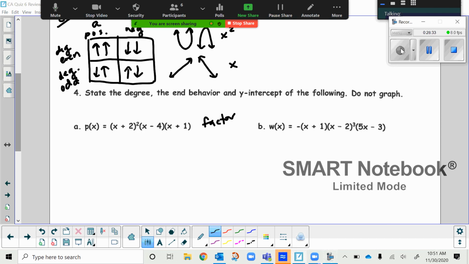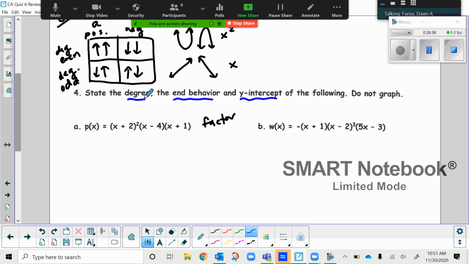Last section. It's still asking me for a few things the same from the section before, like it's still asking me for end behavior and y-intercept, but it also is asking me for this additional thing called degree. So we have to do a little bit more math on these problems than we did in the previous one.